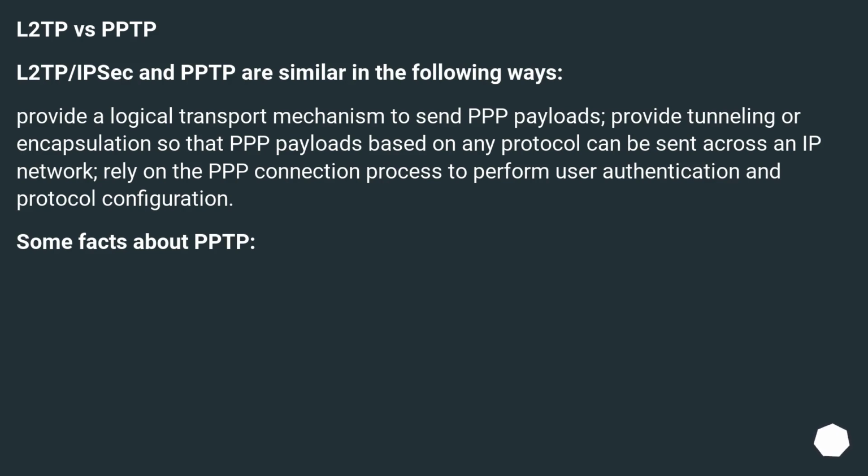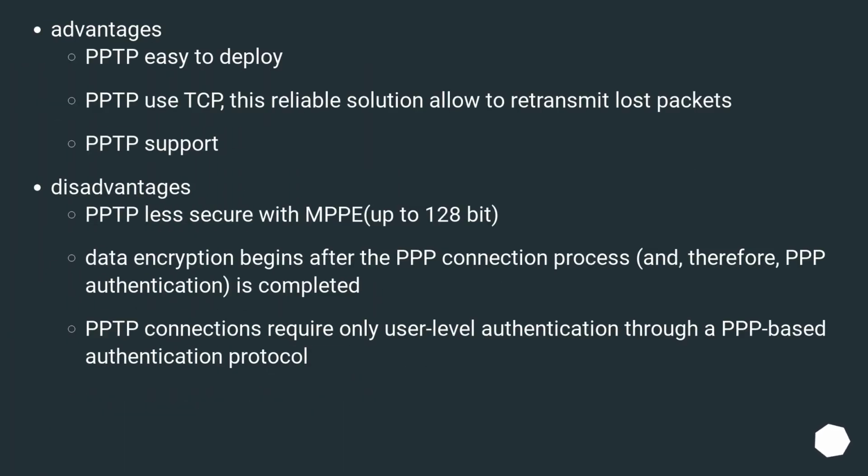Some facts about PPTP. Advantages: PPTP is easy to deploy. PPTP uses TCP. This is a reliable solution that allows retransmitting lost packets. PPTP support. Disadvantages: PPTP is less secure, with up to 128-bit encryption. Data encryption begins after the PPP connection process, and therefore PPP authentication is completed. PPTP connections require only user-level authentication through a PPP-based authentication protocol.